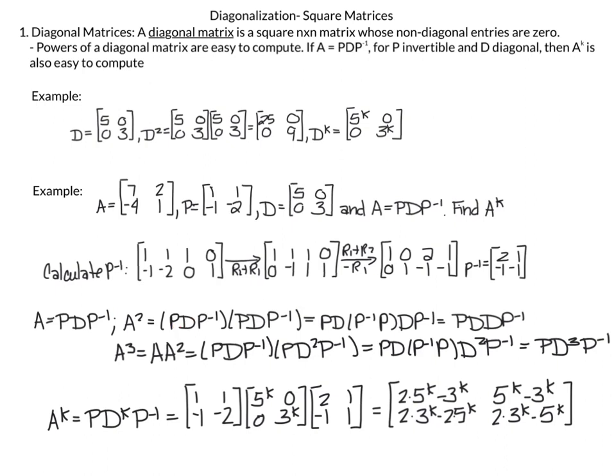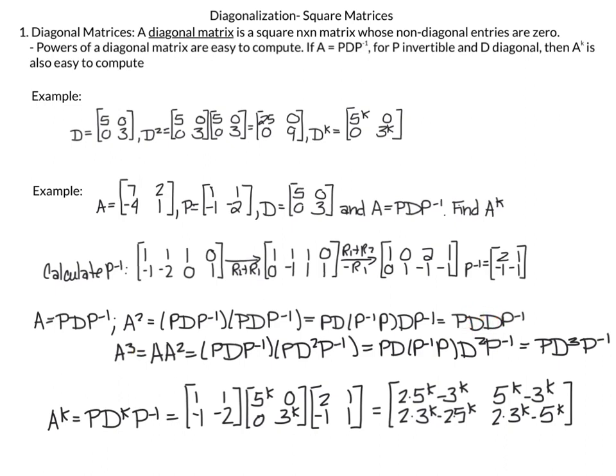And now, while matrix multiplication is not commutative, it is associative. So I can associate the P inverse with P here. So now I'm going to have P D, P inverse times P, and then D P inverse. Now this P inverse times P becomes equal to I, so I'm left with P D and then D P inverse, and this is D squared in the middle.